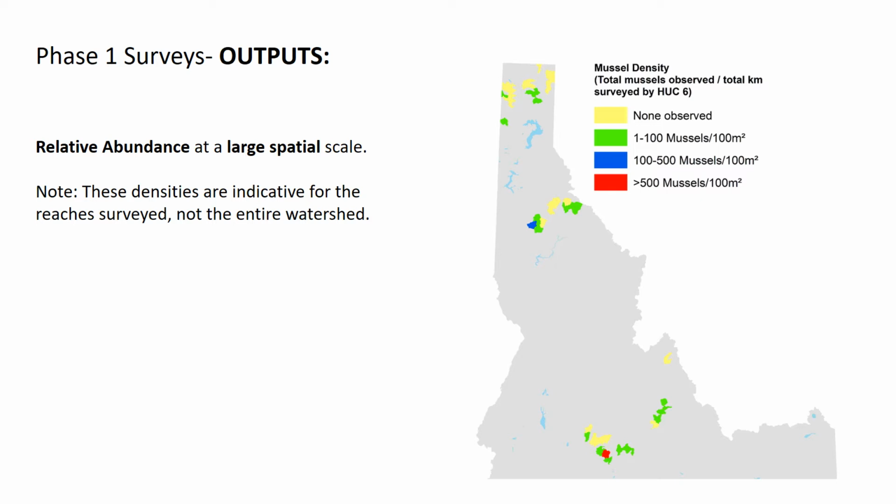Here's another example of an output, relative abundance at a larger spatial scale. This is the northern half of Idaho, different basins that we surveyed. And you can see that we had varying densities of mussels in different basins. Now, it's important to note that we're not making implications for the basin overall, but for the stream reaches we surveyed, we can say that yes, some reaches had very high mussel densities and some had very low.